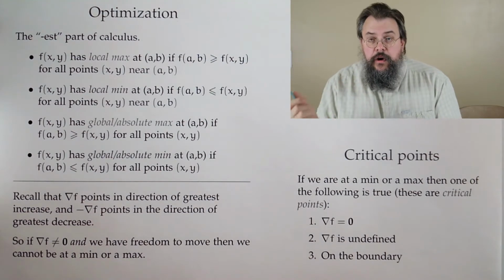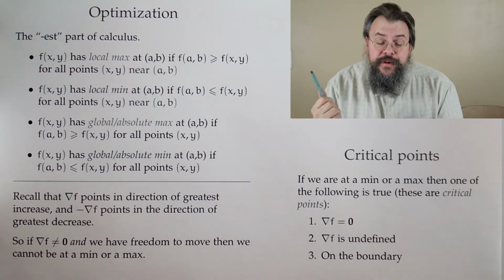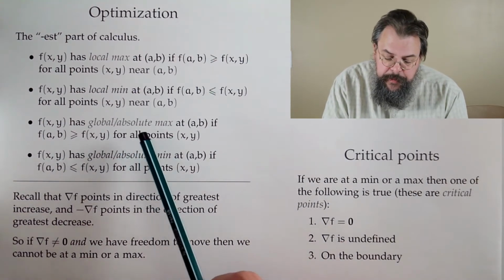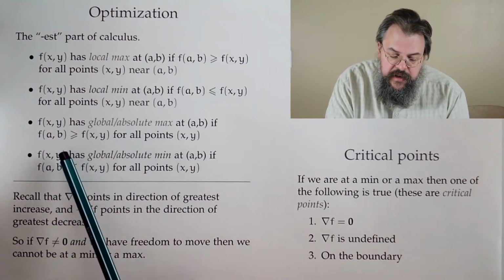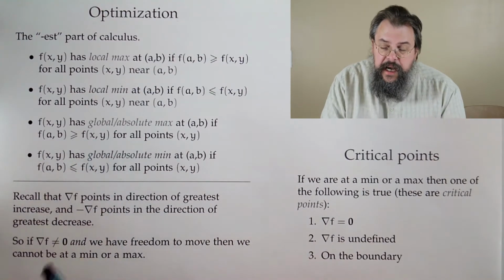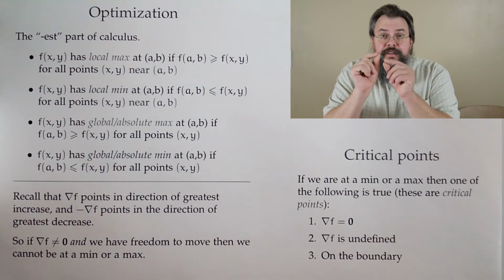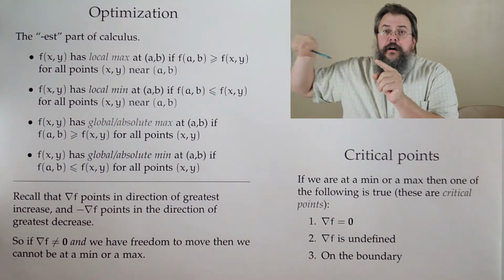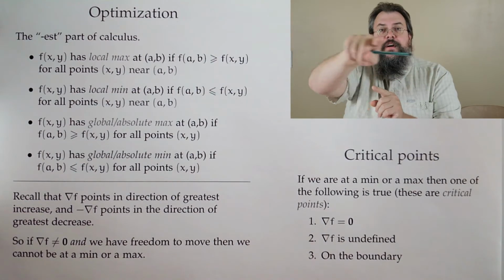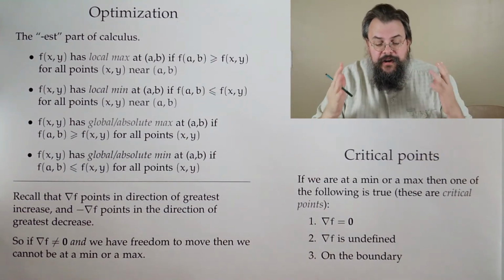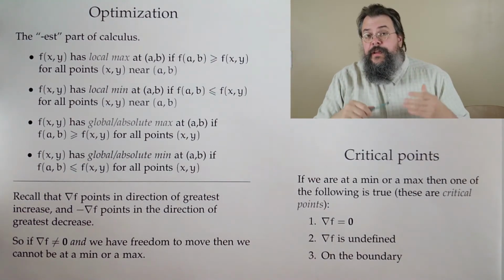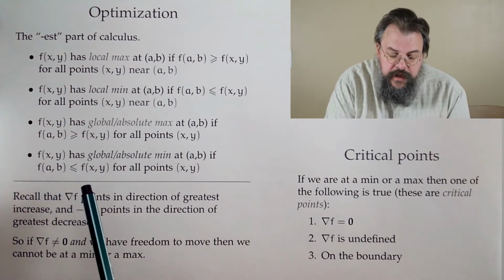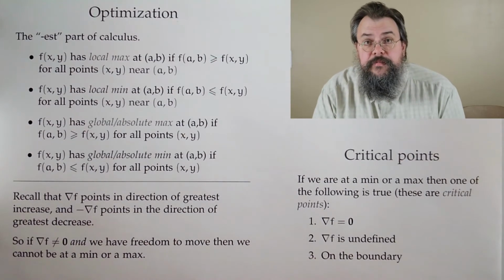Now, there's also a global, sometimes called absolute, max or min. And what does that mean? Well, it says we're a global or absolute max if the function is always greater than or equal to the function at any point. In other words, if here's my point (a, b), not just the points nearby, all the points, regardless of how far away you go. It's the largest one. Global min, similar idea. We're the smallest point among all possible points.